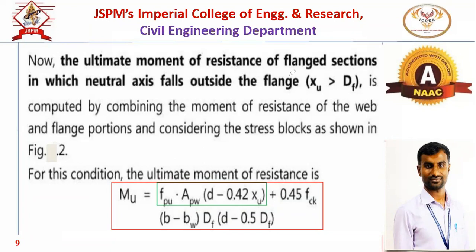Now based on this concept, a simple MCQ will be asked. What is the equation of moment of resistance for a pre-stressed post-tensioned beam having a rectangular cross section of B into D? What will be the moment of resistance, or for the flange section, what will be the moment of resistance?